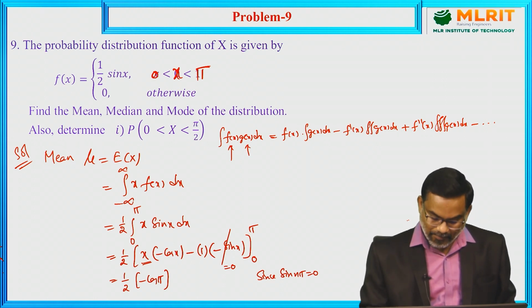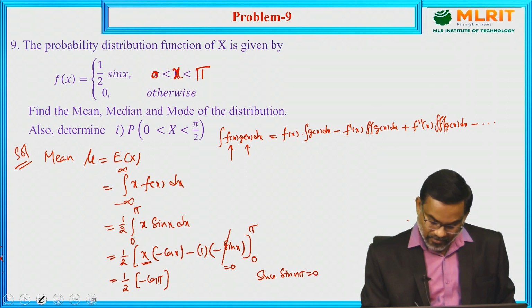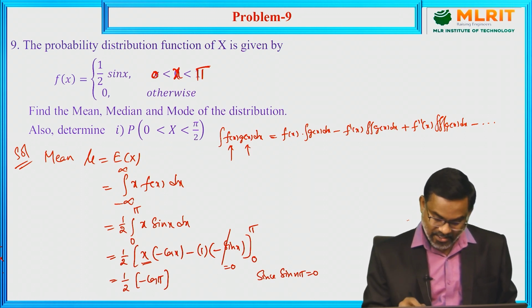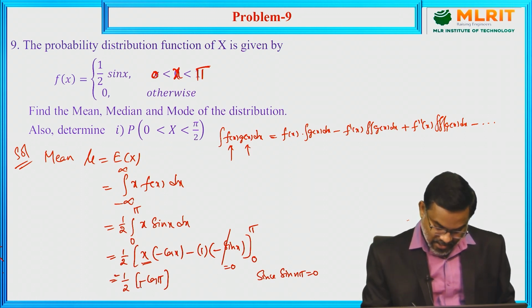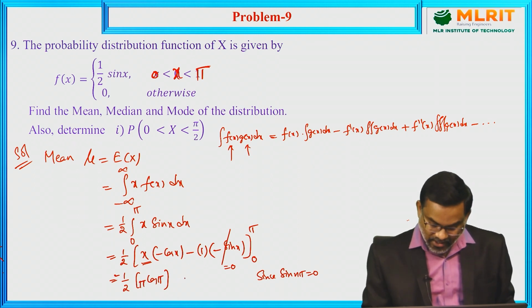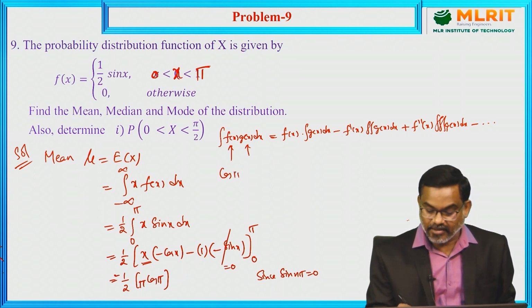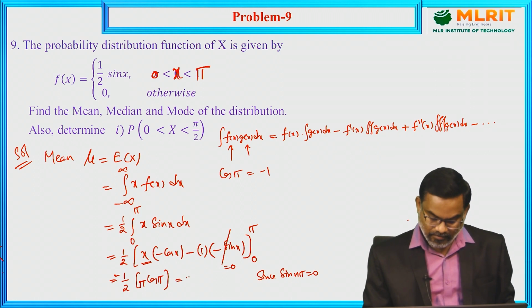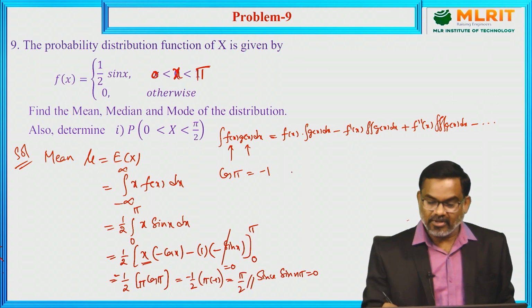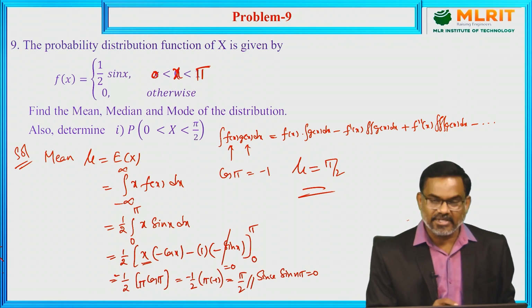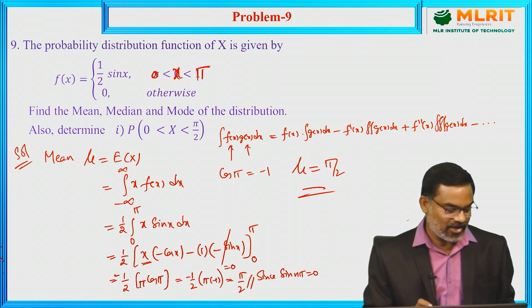By applying the upper limit here, pi in place of x, we need to substitute that. So, minus, here I can use the minus sign. So, minus pi cos pi, and we know that cos pi is minus 1. So, minus half into pi into minus 1. Hence the value is pi by 2. So, the mean mu is pi by 2. Simply, the mean is calculated using the formula integral x into f of x.